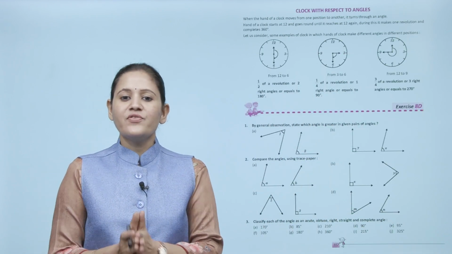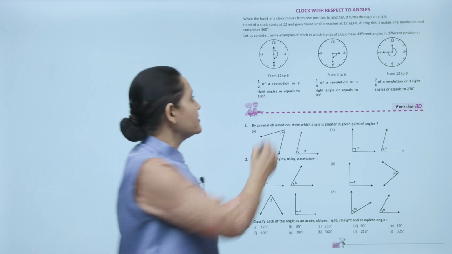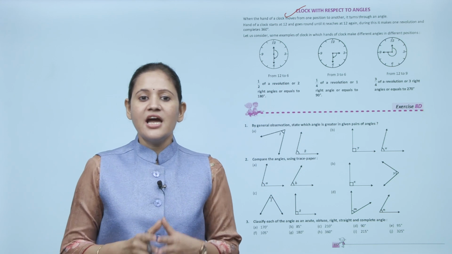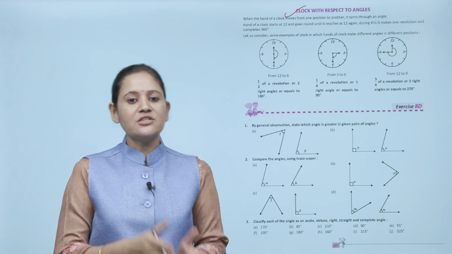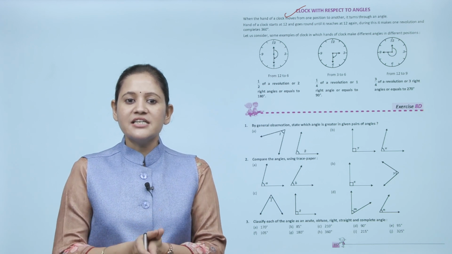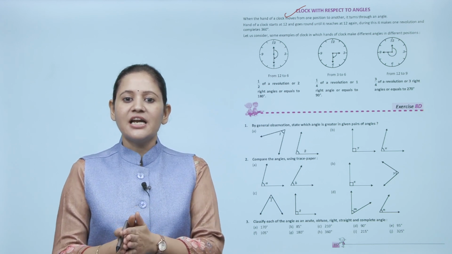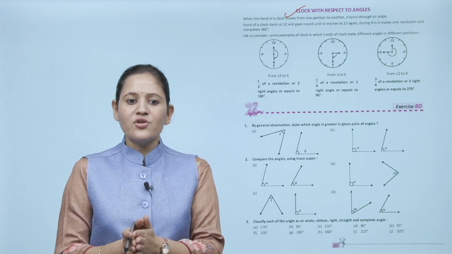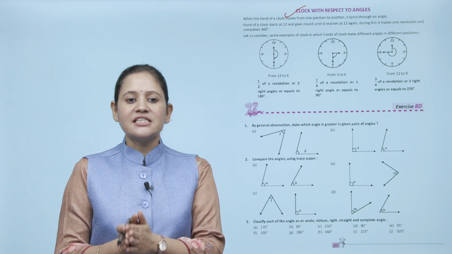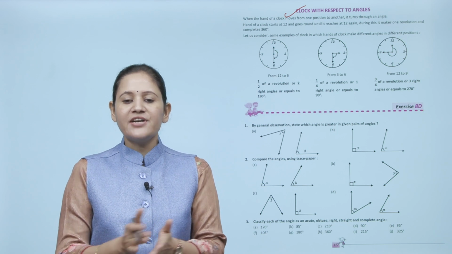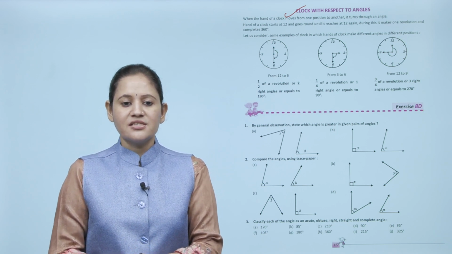Next, clock with respect to angles. When the hand of the clock moves from one position to another, it turns through an angle. The hand of the clock starts at 12 and goes around until it reaches 12 again. During this, it makes one revolution and completes 360 degrees. Let us consider some examples of the clock in which the hand of the clock makes different angles in different positions.